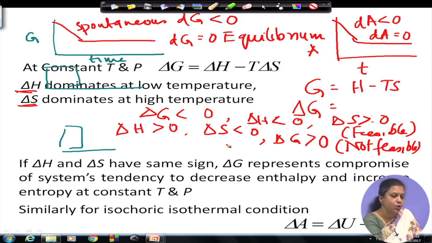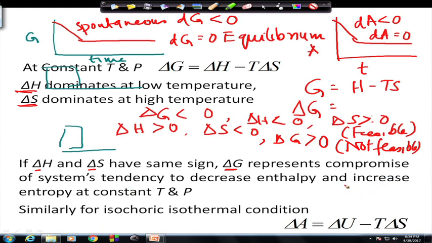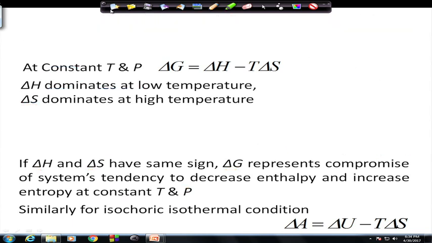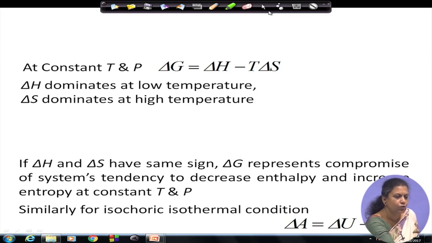The problem starts when delta H and delta S have the same sign, which means that both of them are positive or both of them are negative. Under that condition, the change in Gibbs free energy represents a compromise of the system's tendency to decrease enthalpy and increase entropy under constant temperature and pressure conditions. Let us take a definite example in this particular aspect.